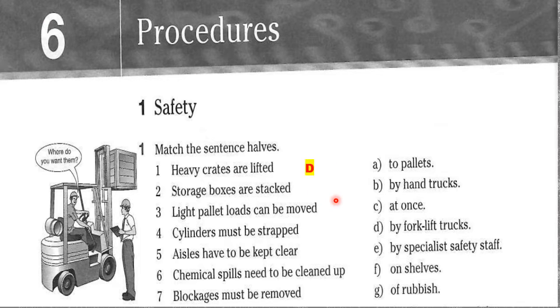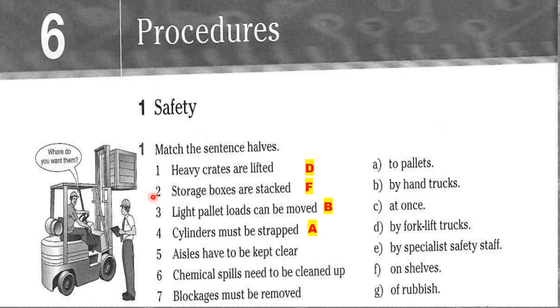Okay, now number 1 goes with D. Heavy crates are lifted by forklift trucks. Number 2 goes with F. Storage boxes are stacked on shelves. 3 goes with B. Light pellet loads can be moved by hand trucks. 4 goes with A. Cylinders must be strapped to pallets.